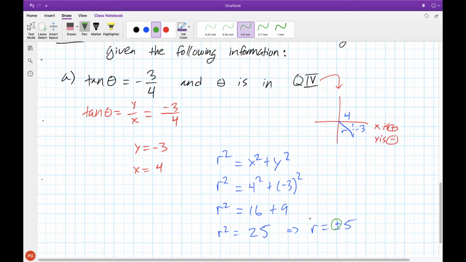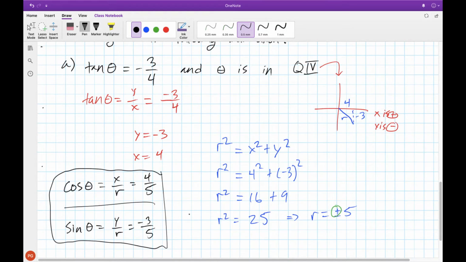Now that we know that r is +5, y is -3, x is +4, we can answer the question pretty easily. Since we know the values of x, y, and r, we can just plug them in, we get our fractions, and we're all done.